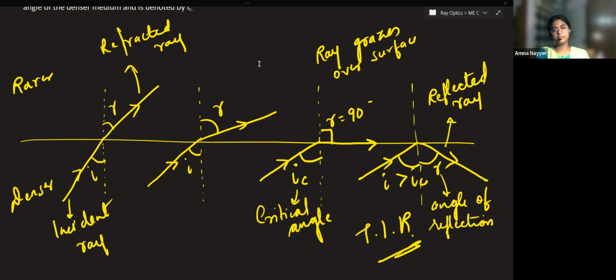Hamza, what is critical angle? See, everything is written on the screen right now only. Critical angle.